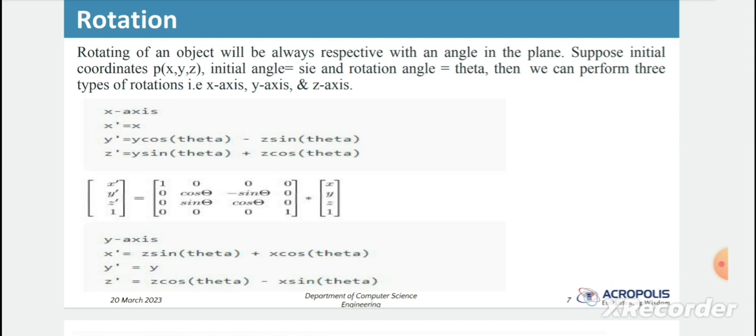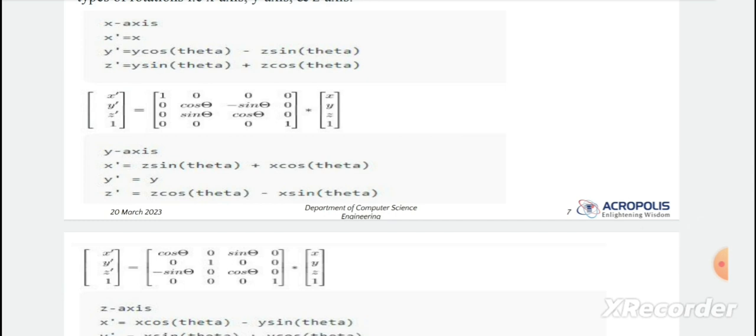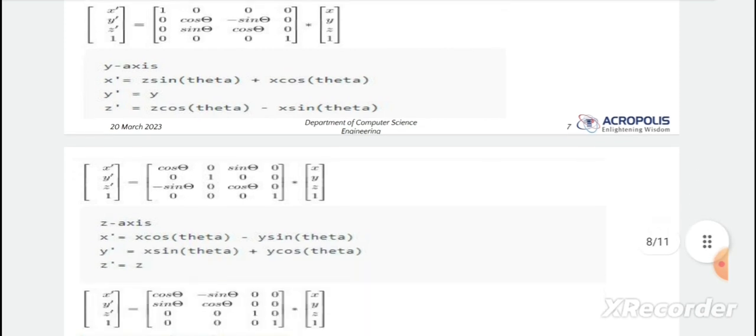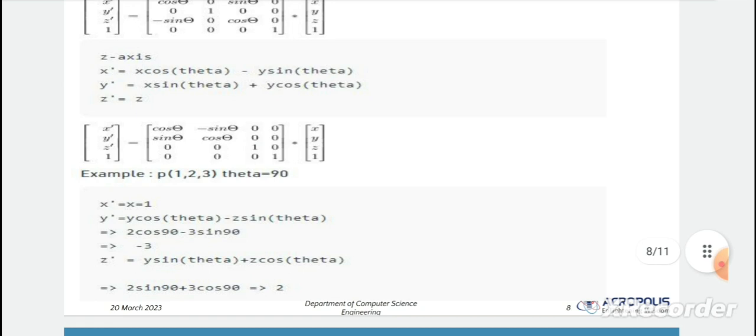And the same for y. We have to work with respect to the two other points which are in the plane against the axis. Here we are doing it for the y-axis, so we will use z and x. For x dash, it is z sin theta plus x cos theta. And the same we can do for the z-axis also.